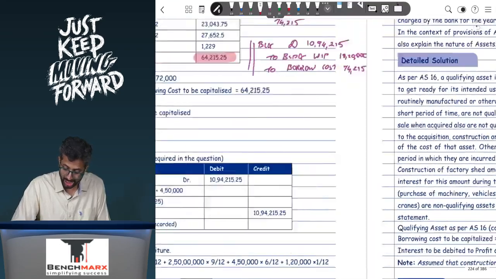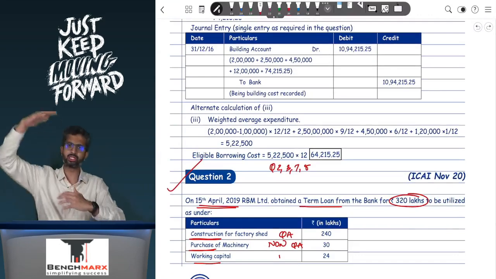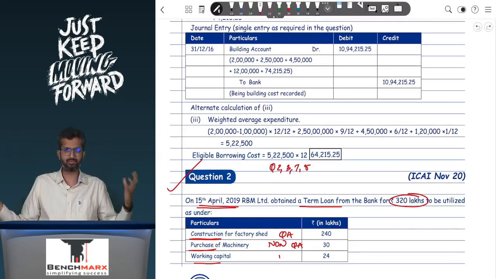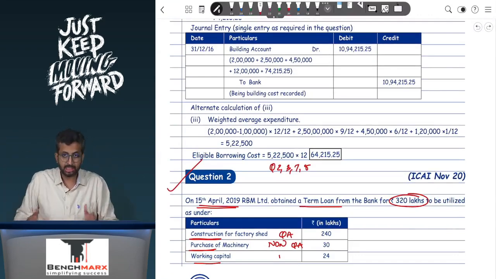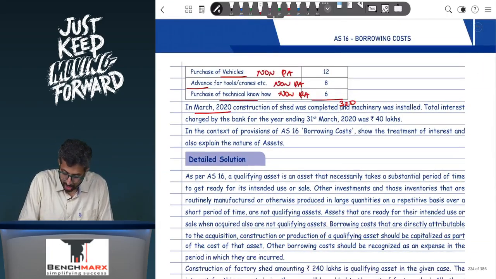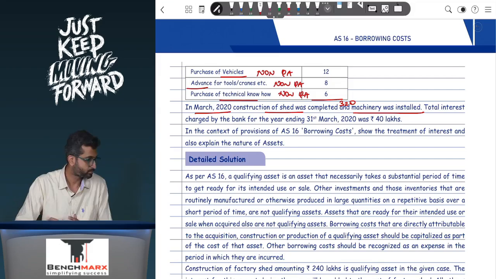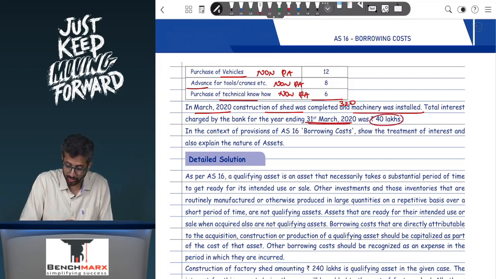So, my loan taken was 320, and sometimes we believe that the loan is taken for one purpose, but it is very much possible that the loan is taken for maybe 5 or 6 objectives, and these are the 5 or 6 objectives. Okay. In March 2020, the construction of the shed was complete and the machinery was installed, but you have merely purchased the machinery. Construction of the shed took time. Total interest charged by the bank for the year ended 31st March 2020 was around 40 lakhs. In the context of AS 16, show the treatment of interest and also explain the nature of the asset.